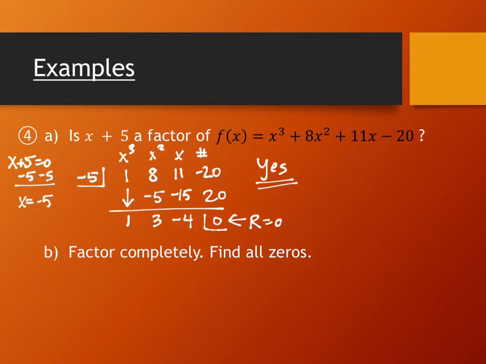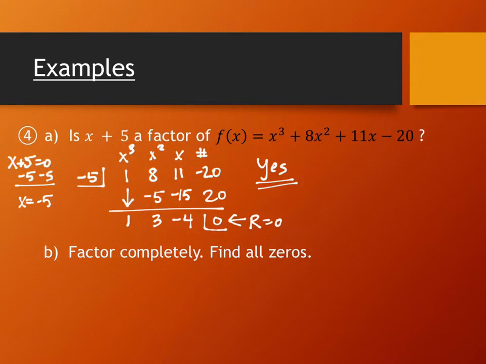If it has a remainder, is it a factor? No. If it has a remainder, it's not a factor. Think about what we mean when we say that 2 is a factor of 8. It's because it divides it evenly with no remainder. So the same thing's true for polynomials. Okay. Part B we haven't done yet.